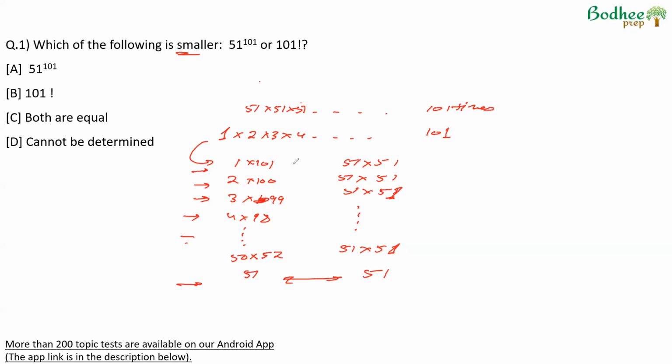Now, if you look at each of the products, we compare them. The sum of numbers is same. 1 plus 101 is 102. 51 plus 51 is 102. The product will be maximum when the numbers are same. So for each of these products, 51 into 51 will be greater than the corresponding product on the left-hand side. Therefore, since each of the products here are smaller, this number will be smaller. So out of the two, 101 factorial is the smaller number, becomes my answer.